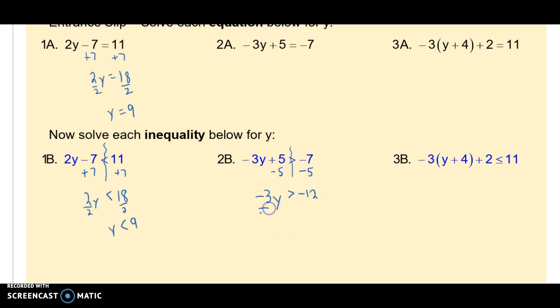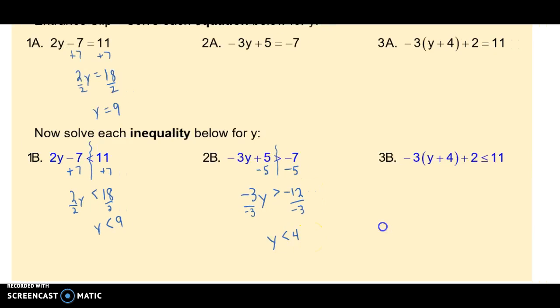And then we're going to divide both sides by negative 3. And here's where that little rule comes in, that if we're dividing or multiplying, but usually dividing, by a negative number, we have to flip the inequality around. So instead of y is greater than 4, we're going to now have y is less than 4. So again, whenever dividing by a negative number, that inequality's got to flip around.